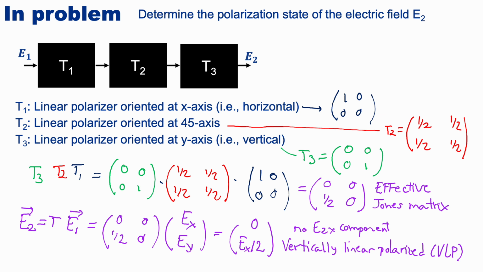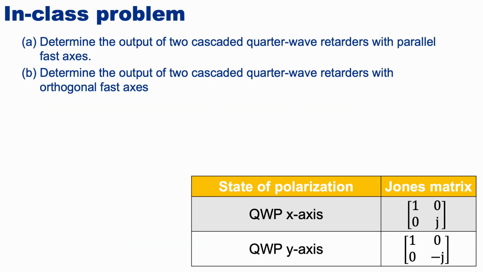BLP. So that's how it's going to be the polarization state of the output electric field. The other example is now, and this is to show that the order matters. We have two different scenarios. We have two quarter wave plates placed in cascade, but in the first option their fast axes are parallel. So let's assume, for example, that we have two quarter wave plates where the fast axis is the x-axis, but they are parallel, so they are exactly the same.